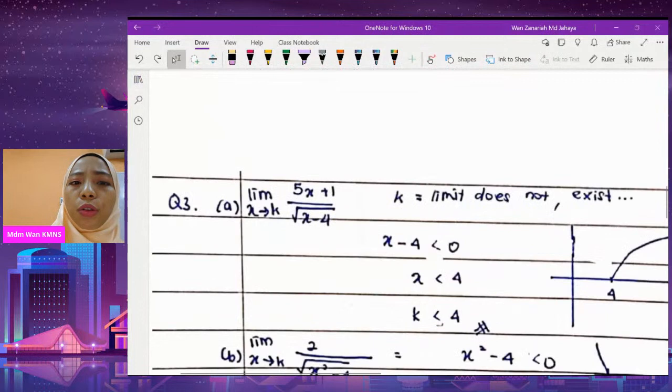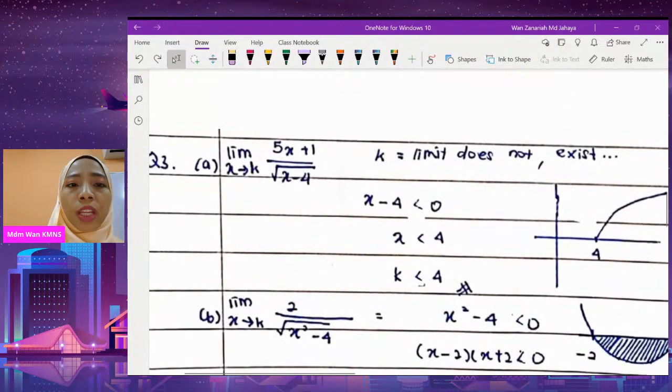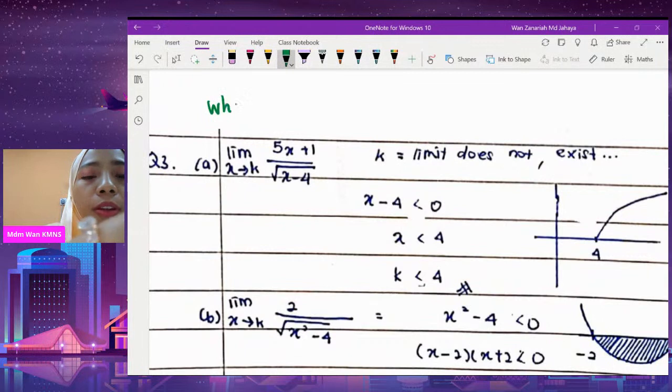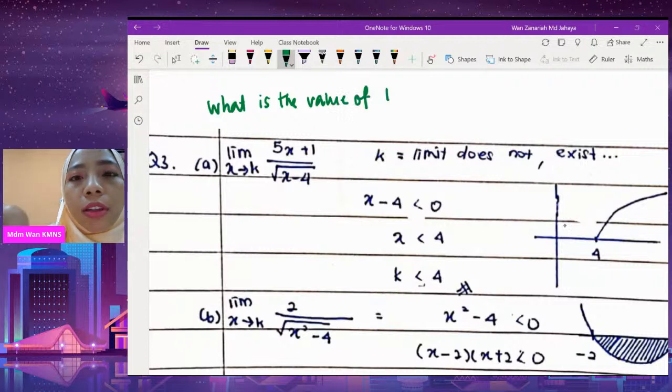Okay, while waiting for your friends to send, I will just explain. Actually, this question is asking for what is the value of k when the limit does not exist. Limit x approaching a.